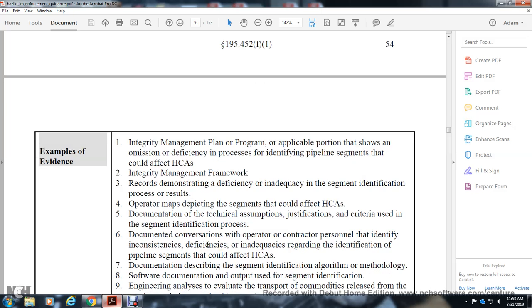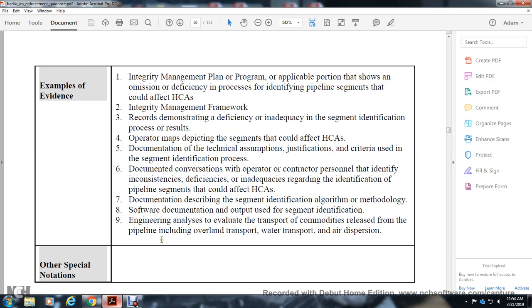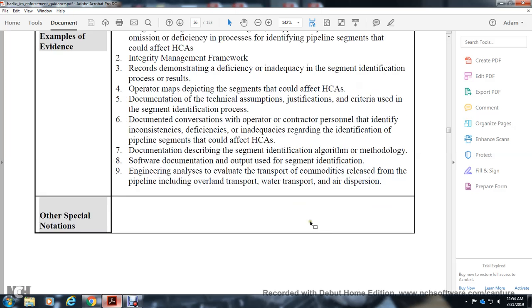6. Documentation of conversations with operator or contract personnel identifying inconsistencies, deficiencies, and adequacy regarding the identification of the pipeline segments that could affect the high consequence area. 7. The documentation describing the segment identification algorithm methodology. 8. Software documentation output with segment identification. 9. Engineering analysis evaluating transported commodity releases from the pipeline, including the overland transport, water transport, and air dispersion.